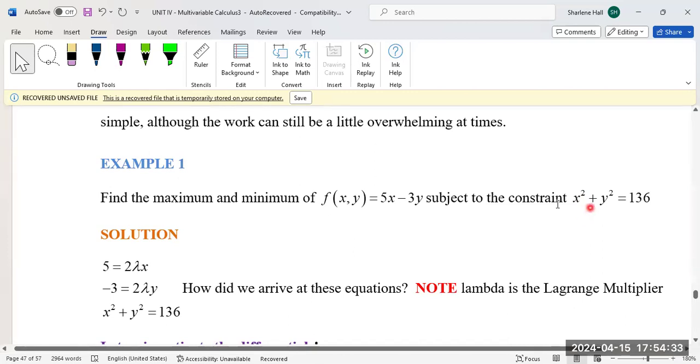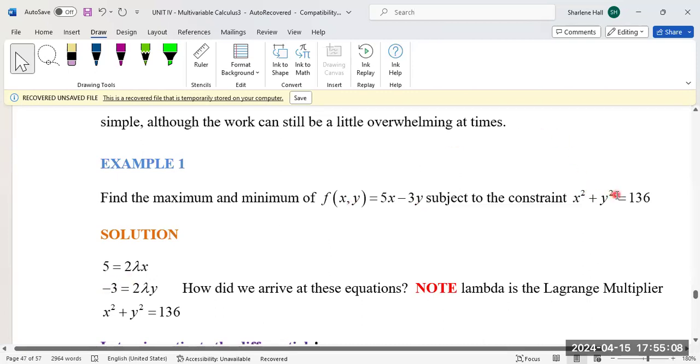Because this is a constraint, I'm going to put in the variable lambda, not alpha, lambda. So it's going to be 2 lambda x. When I differentiate x squared, I get 2x, but I'm going to put the constraint in there, so lambda is my constraint here. And now, when I differentiate negative 3y, what do I get? Negative 3. Very good.